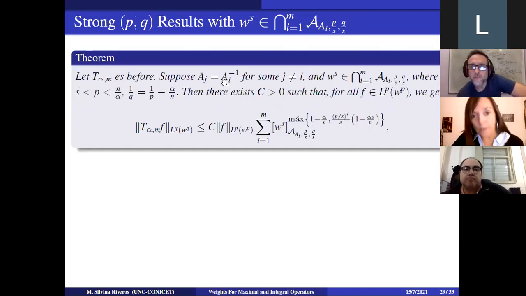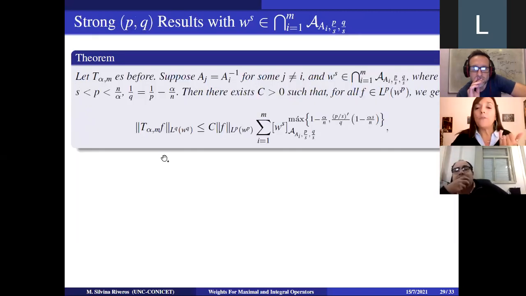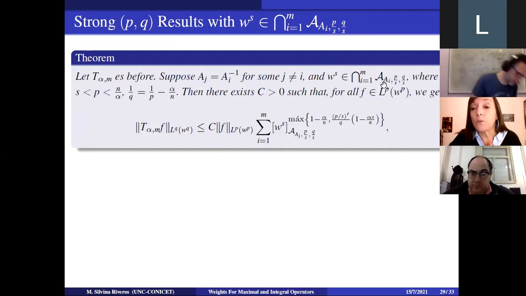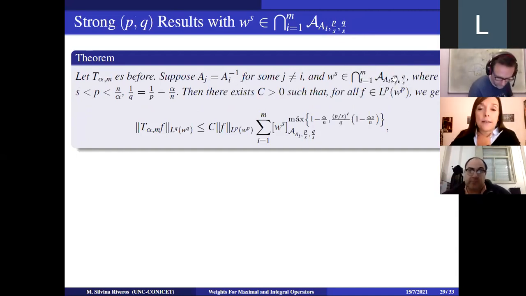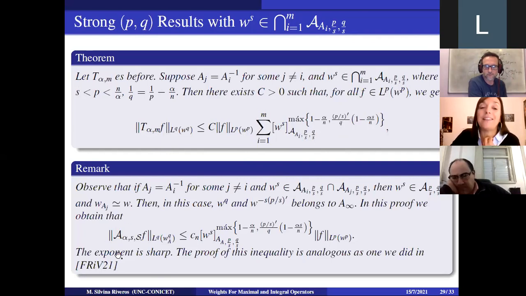Observe the following. Here we did it very general, for operators satisfying the general Hörmander condition with the R sub I, the rough condition for all the kernels, and for any matrix. Now, if we start asking something of the matrices, for example, that one of the matrices is equal to the inverse of another matrix, and W^S belongs to the intersection of these A sub A, P, Q, S classes of weights, then we have an LP to LQ boundedness, and we also have a control in the constant of the weight. This appears because we can obtain this for the sparse operator.